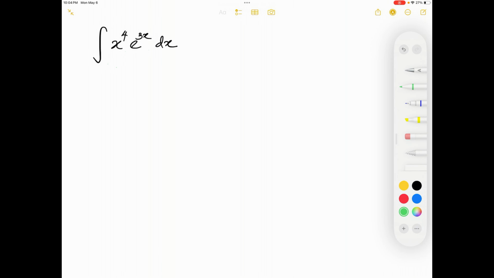Today we will see how to evaluate the integral x raised to the fourth power times e to the 3x dx. Of course, this is a question where we must repeatedly use integration by parts. Today I'm going to show you a method which will save plenty of your time when we use the same integration by parts but in an effective way.